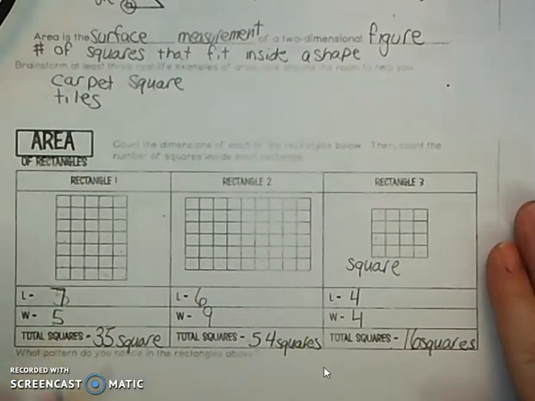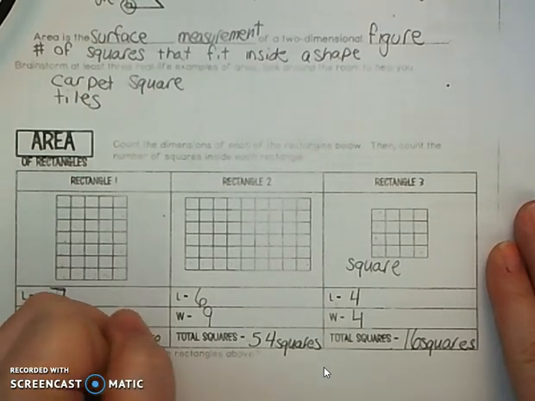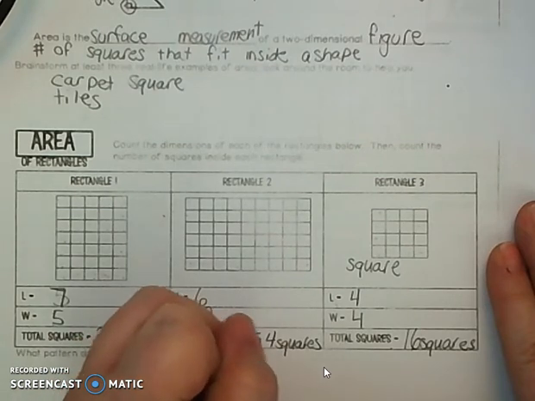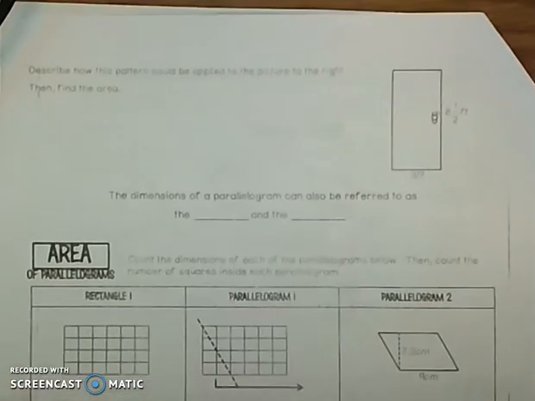If you said you're multiplying your length times your width equals your area, you would be correct. So anytime they give you a rectangle, all you do is multiply the length times the width, and that gives you your area. Okay, so here's an example.